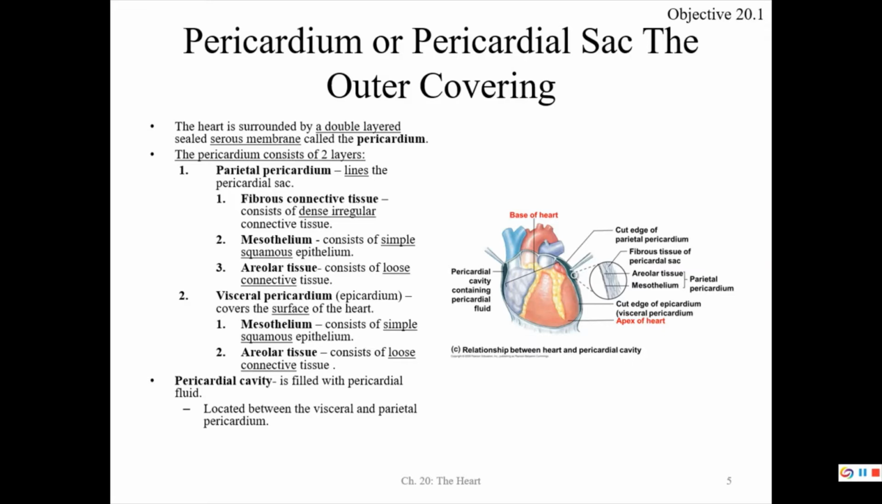So let's talk about serous membranes. Serous membranes, remember, surround organs. In our ventral body cavity, we have a variety of serous membranes: the pericardium, the pleura, and the peritoneum. The pericardium is a serous membrane, and it surrounds the heart.